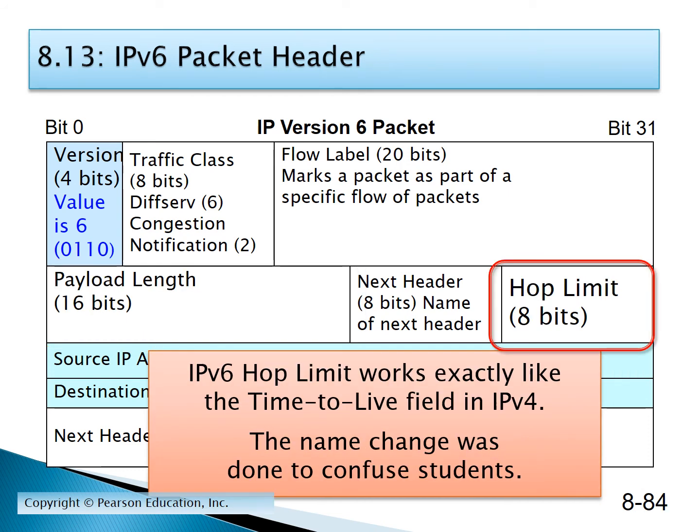Okay, and this one is the hop limit. It's basically the same as the time to live in IP version 4, but the name is changed. The author of this textbook actually says the name change was done to confuse students. But personally, I think there's also a good reason for that, because when you talk about time to live with the word time, people may think about whether it's really a time in milliseconds or something like that. But with hop limit, it's more specific, talking about just how many hops you can go before this packet should be discarded. But it's basically the same thing as time to live in IP4.